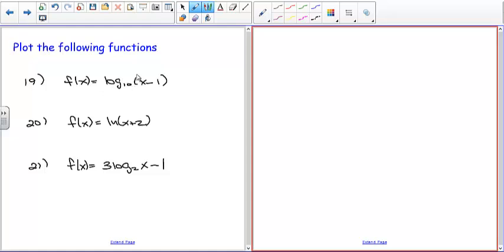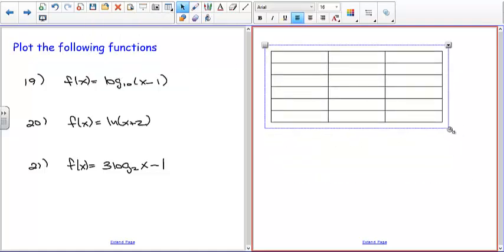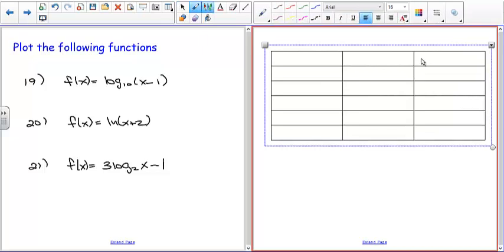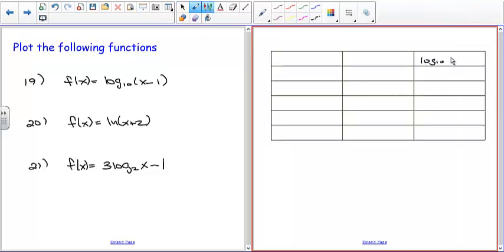Well, there's 2 ways you could do these. You could plot the parent function and then do the transformation, or you could come up with a table. So let's do both ways. So here's my table. Again, we want the result here, log base 10 of x minus 1, to be equal to 0, negative 1, negative 2, 1, 2. And here we have x minus 1, here we have x.